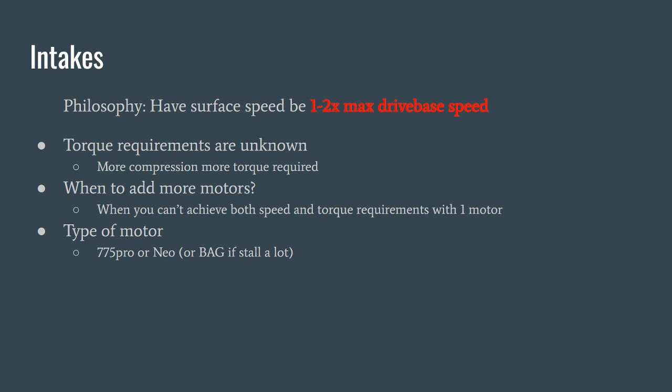For intakes, torque requirements are hard to calculate because usually most of the resistance is from squishing a ball or squishing whatever you're intaking, or squishing your compliant wheels. So the torque requirements are kind of hard to know. So generally, for intakes, I would shoot for 1 to 2 times the max drive base speed, and then if you don't have enough torque, you can add a motor. 775 Pros are good candidates for intake motors. Neos are now a good candidate. And bags are sometimes a good candidate if you're expecting to stall your intake a lot.